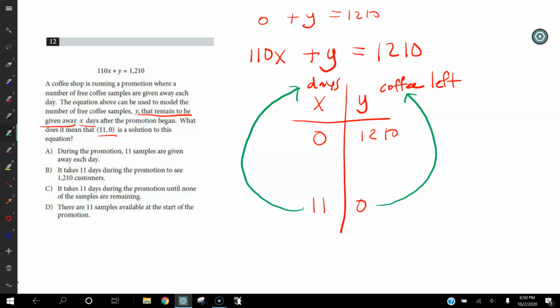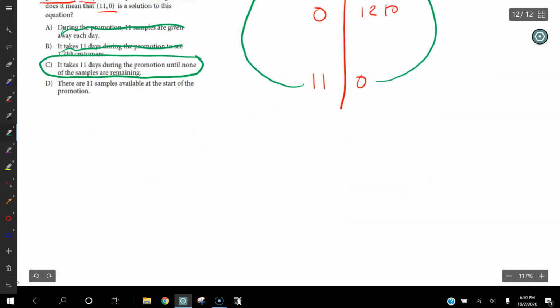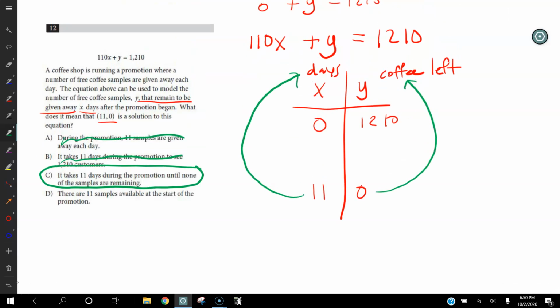So let's find that over here. During the promotion, 11 samples were given away. No. It takes 11 days to see 1,210 customers. We don't know that. It takes 11 days until none of the samples are remaining. So the correct answer there is C. All right, and that looks like all 12 problems on this page.